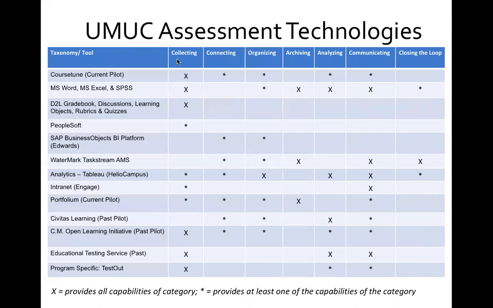Our institutional intranet, we call Engage, is used to bring faculty together to develop authentic assessments, norm rubrics, and discuss assessment findings, determine next steps, or if an instructional improvement plan is needed. This is needed because our faculty are geographically dispersed all over the world.